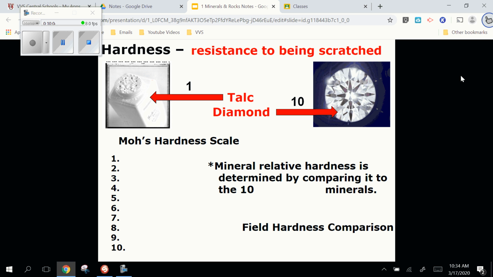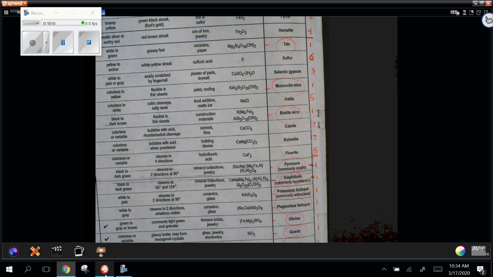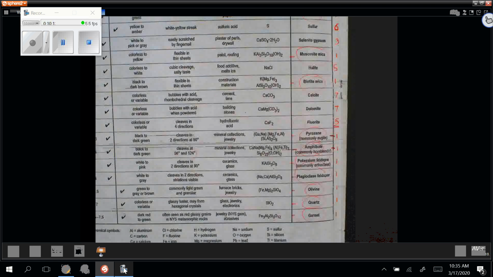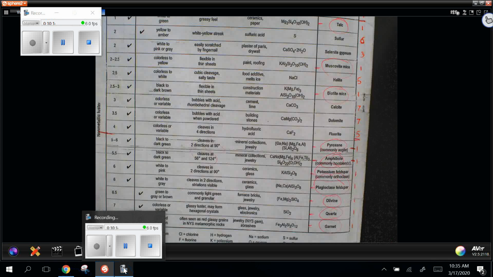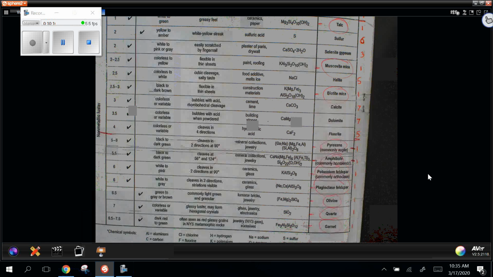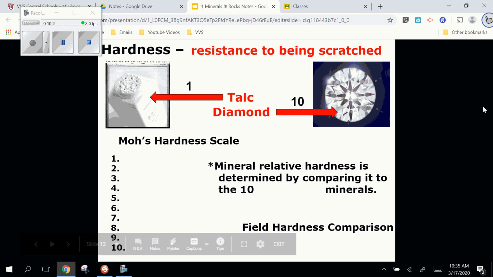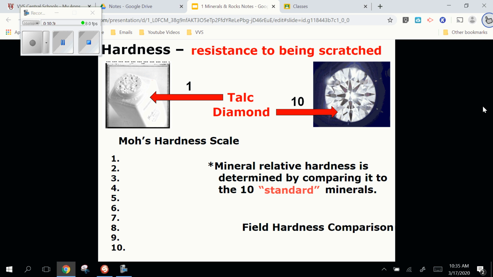Now, I know there's no diamonds on our reference table. Okay? If you look at the reference tables, all right, the hardest mineral we have is garnet, which could potentially be a 7.5. All right? But they've picked 10 key minerals that they use as reference minerals. All right? These are the standard 10 minerals that go on a hardness scale. Talc, gypsum, calcite, fluorite, apatite, feldspar, quartz, topaz, corundum, and diamond.